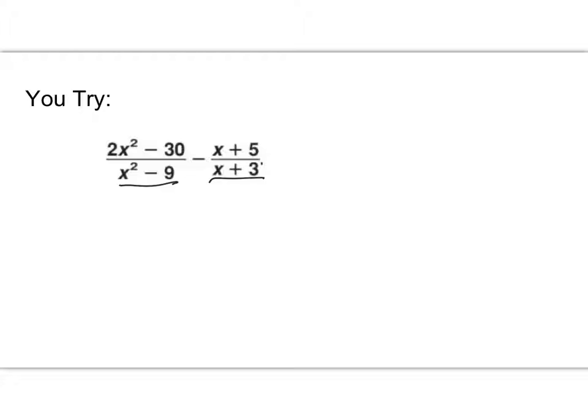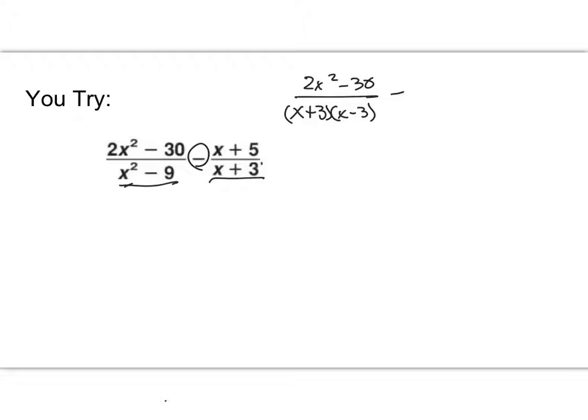Okay, let's give this a shot. Get my pencil out. Okay, over here I have x squared minus 9. If I factor that, that is the difference of two squares. I have x plus 3 and x minus 3.